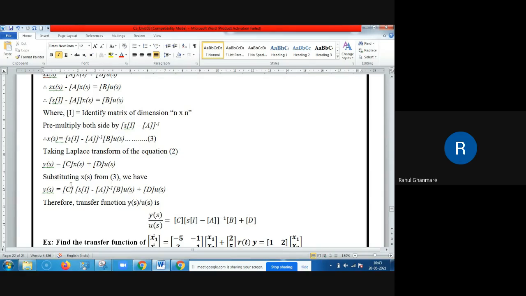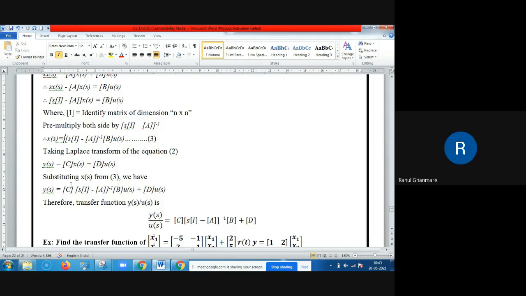Now you know this is the transfer function. When you take the transfer function, Y(s) by U(s) is equal to the matrix C into (sI minus A) inverse B plus D. Are you getting it? So in this way, you obtain the transfer function from the state model.